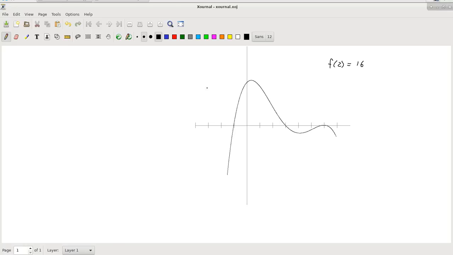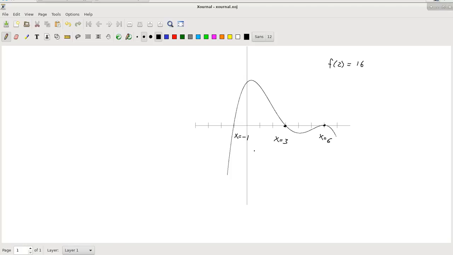Find an equation whose graph is given here such that f of 2 equals 16. Let's first, from this graph, pick out the intercepts. So I see we've got an x-intercept here at -1. We have an x-intercept here at x equals 3. And we have an intercept here at x equals 6.